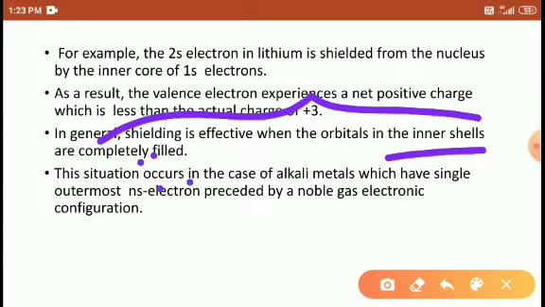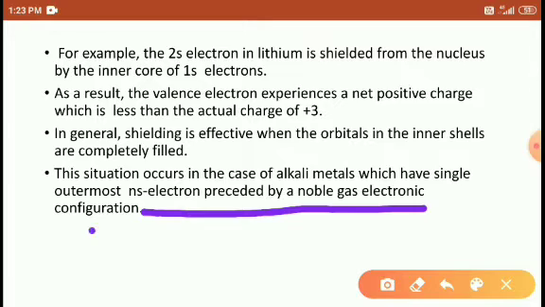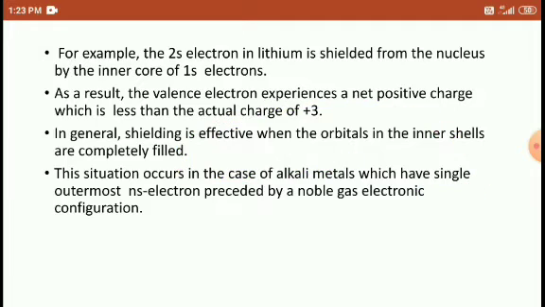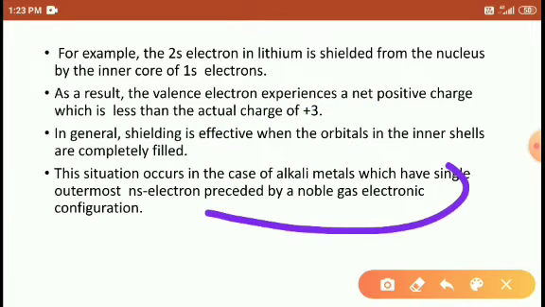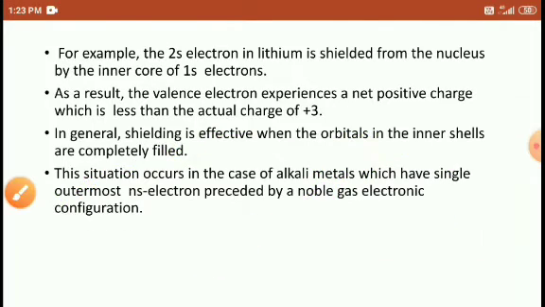This situation occurs in alkali metals. Yes, of course, I have given one example, the alkali metals. The ns electrons precede the noble gas configuration. There is a single electron present in alkali metals, but the outermost shell is completely filled in the noble gases, so noble gases cannot experience any kind of shielding, so they cannot release or accept electrons.